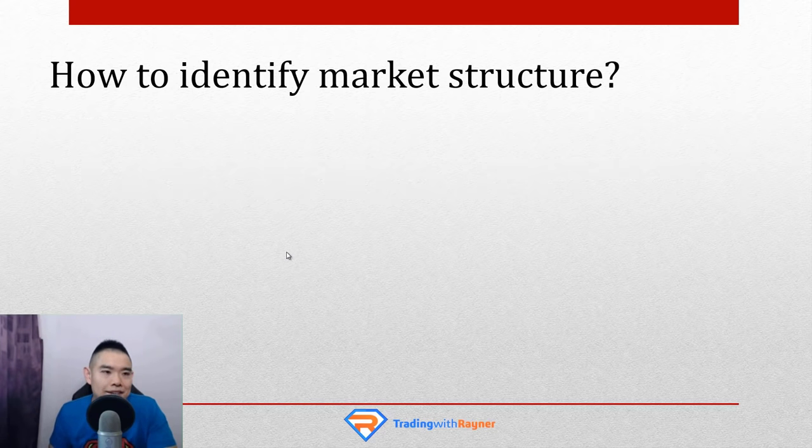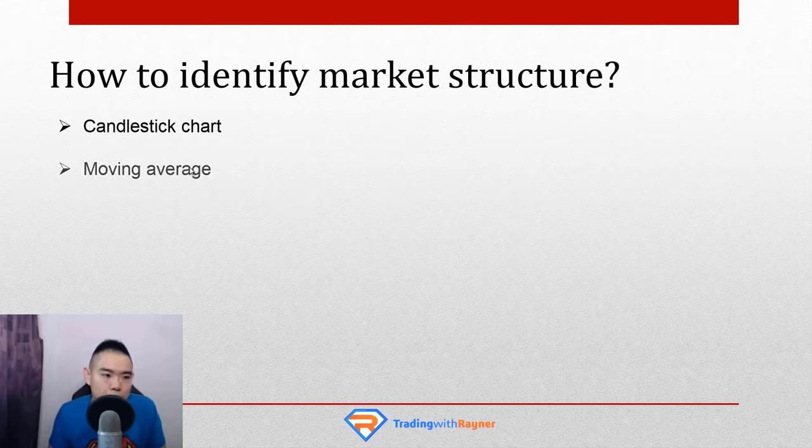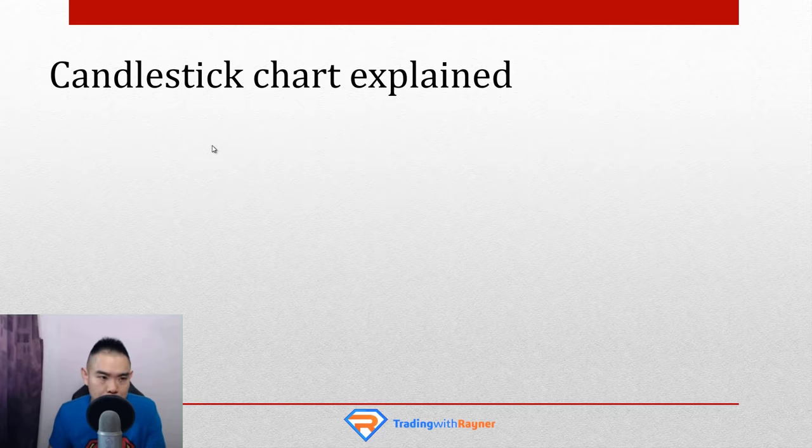Make sense? So how do you identify market structure, or if you want to phrase it, how do you identify the current market condition? Well, there are two techniques I want to share with you, and bear in mind, there are more than two ways to do this, but I just want to share two useful techniques, because if I share too many techniques, you get overwhelmed, you get confused, and you give up. So I'll just share two useful ones. Number one, candlestick chart, and number two, moving average. So let's have a look at these two in more detail.